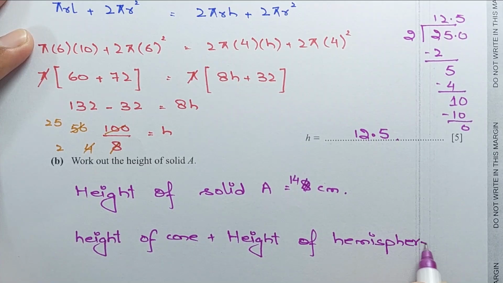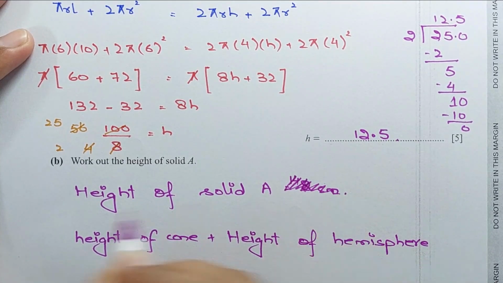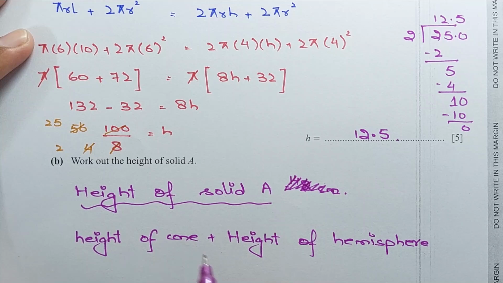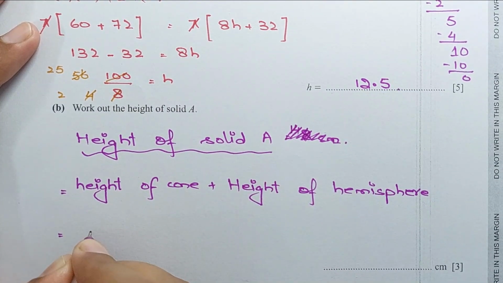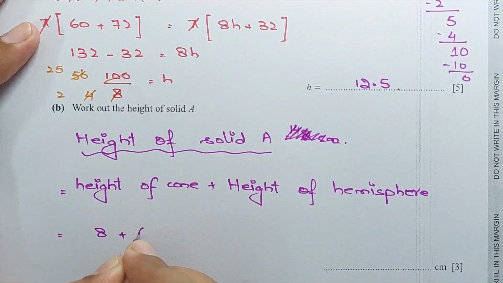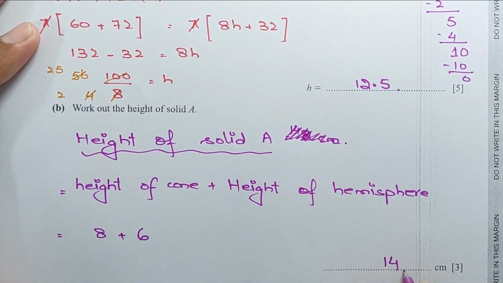That is basically the height of solid A. So the height of solid A is the sum of the height of a cone and the height of a hemisphere. The height of the cone is 8, we have done that, and the height of the hemisphere is 6, so that is 14 centimeters.